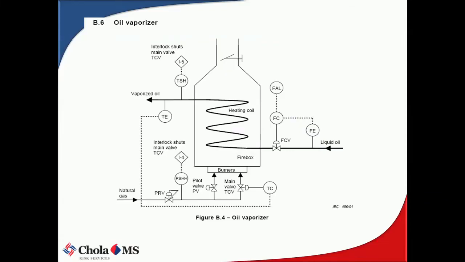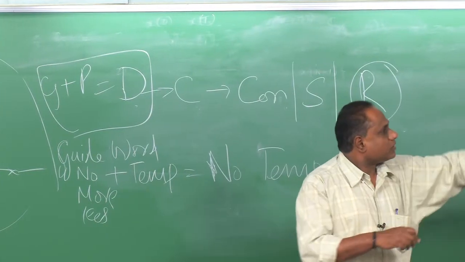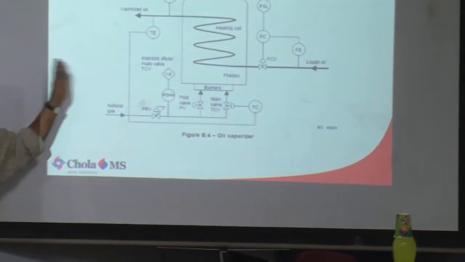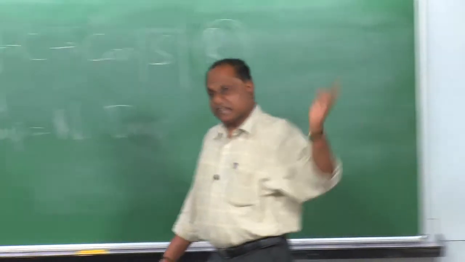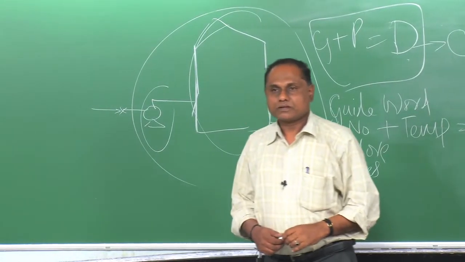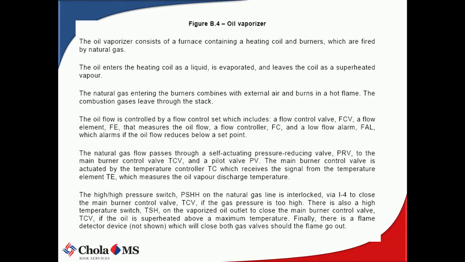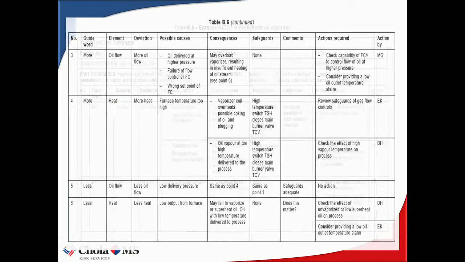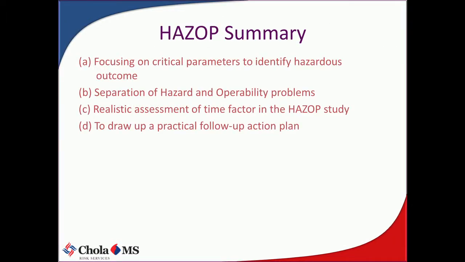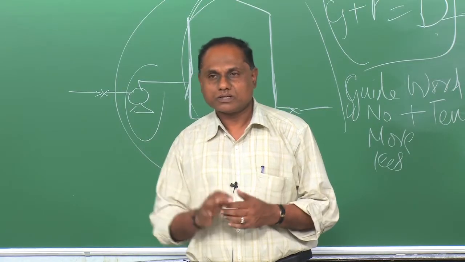Okay, so this is how you put it in the table, and then you take one guide word on one node. First you take this furnace as a node, then you take this coil as a node, then you take this as a node. Then you keep putting all these parameters, deviations, causes, and consequences. If you had time, you could have done this, and it would have been interesting. Anyway, I've given these examples for you. I'm just giving you the basic examples, but I think you are now aware of how to do it.